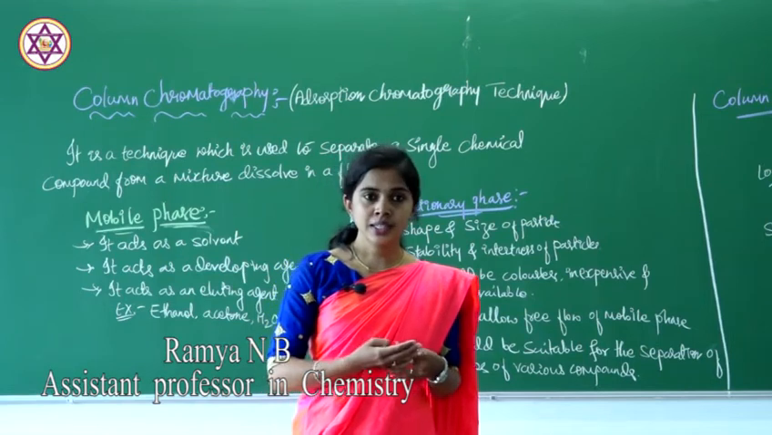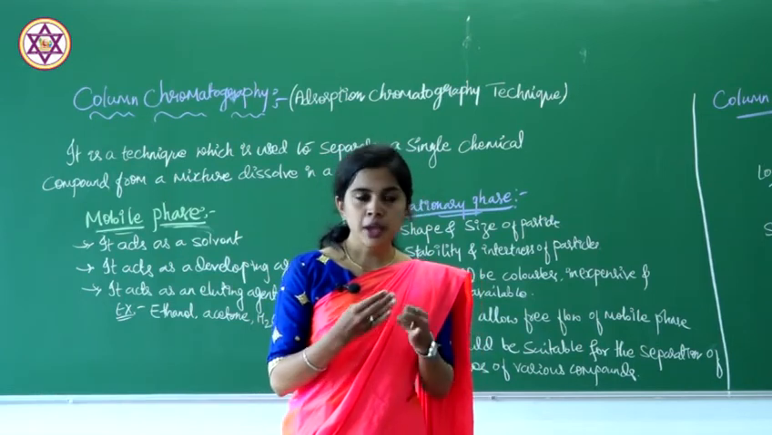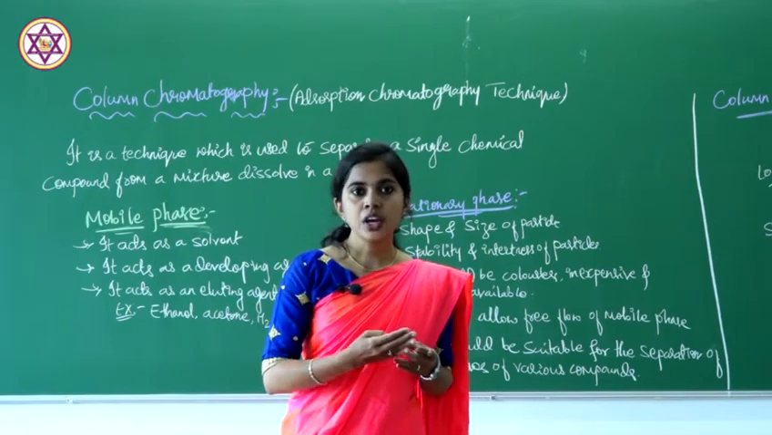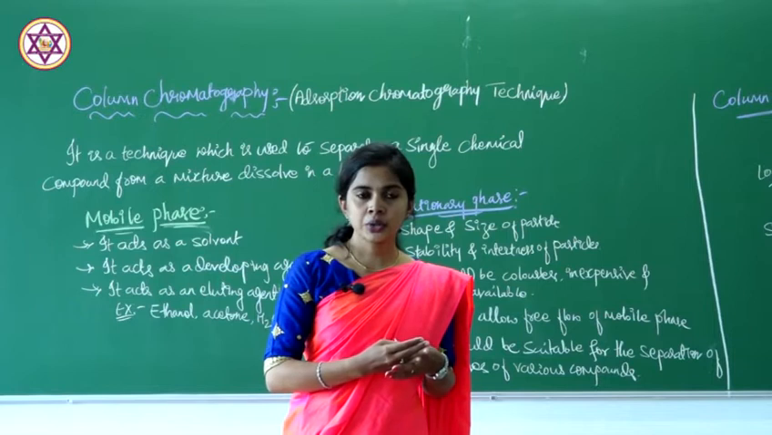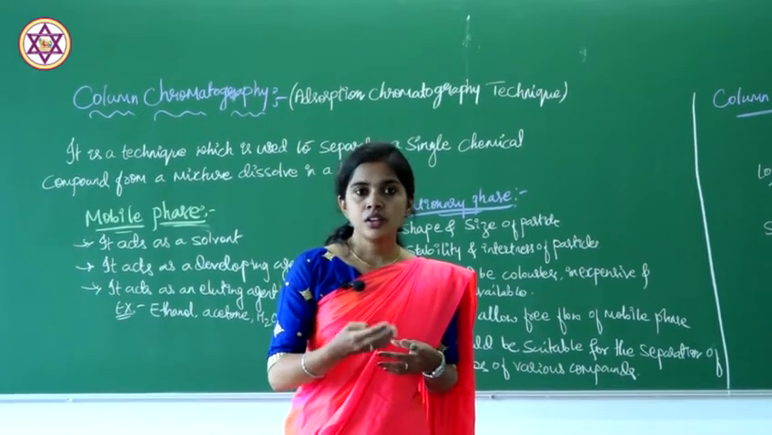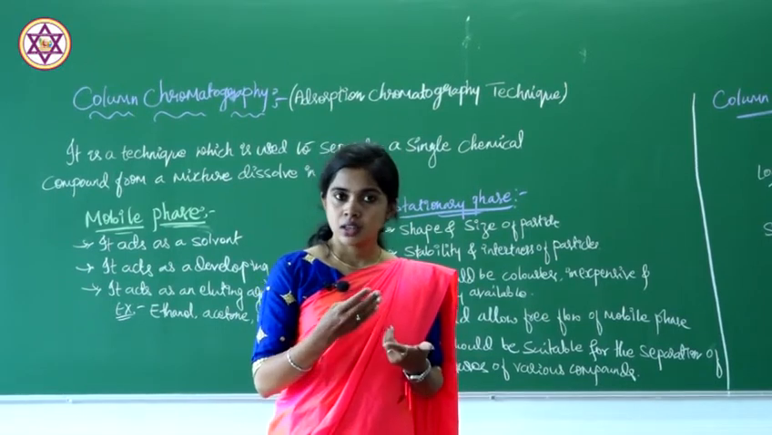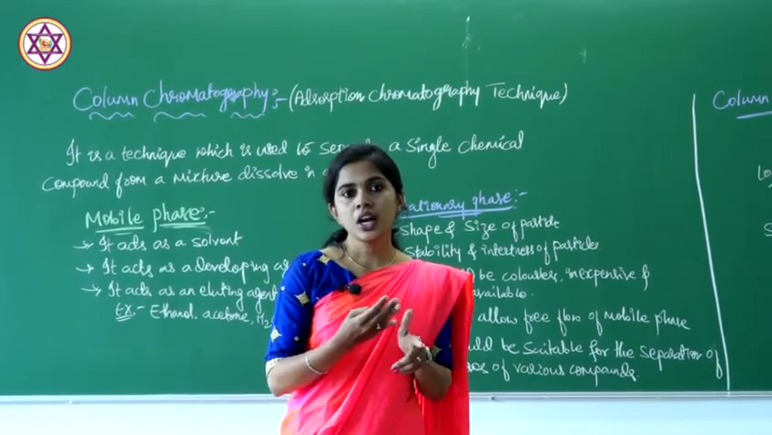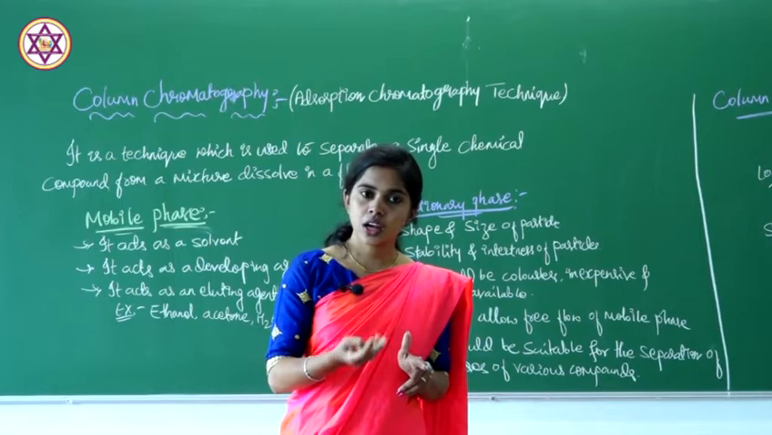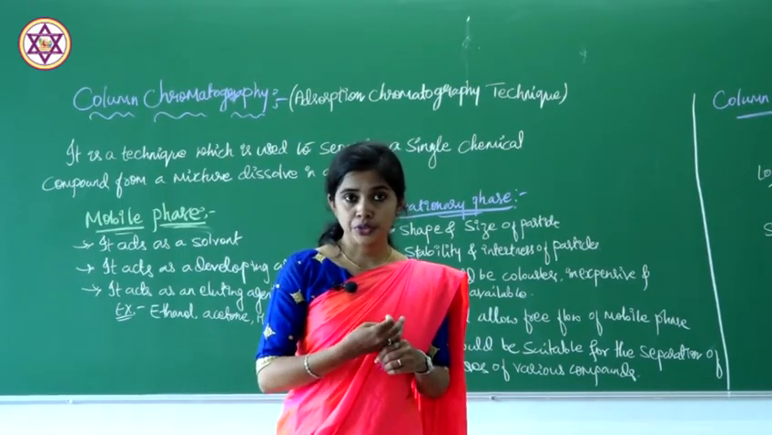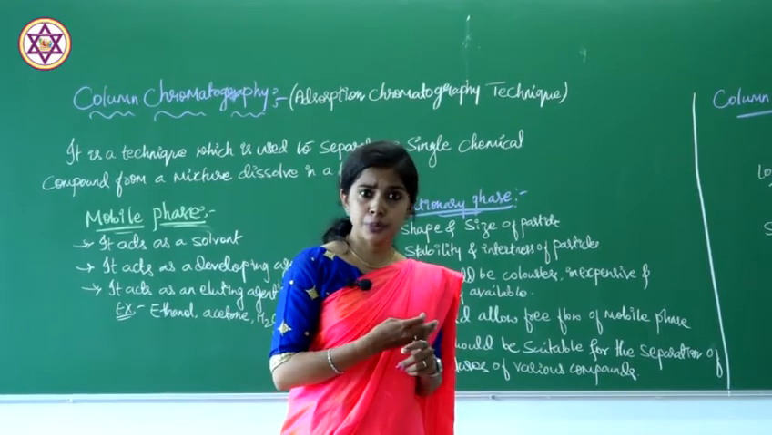In the last class we discussed what chromatography is, what paper chromatography is, and what thin layer chromatography is. Here we know that three more types are there: one is column chromatography, another is gas chromatography, and the fifth one is high pressure chromatography, HPLC.